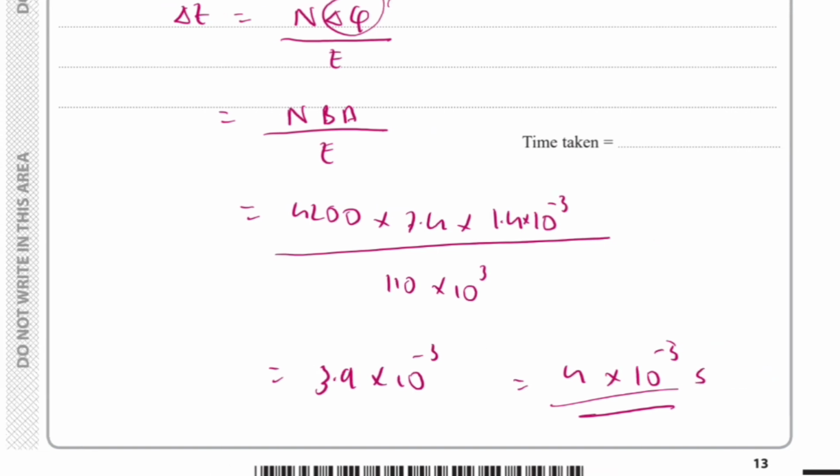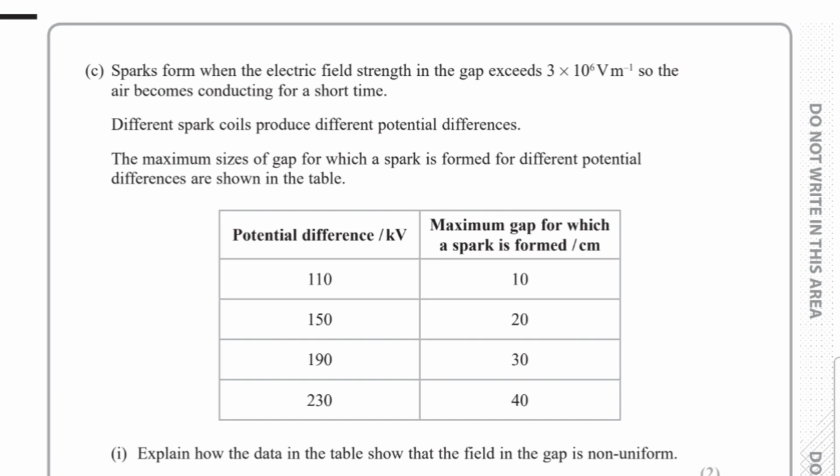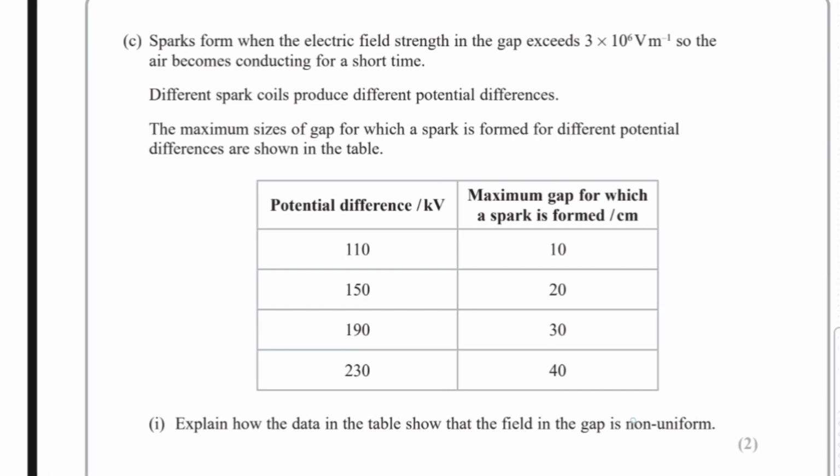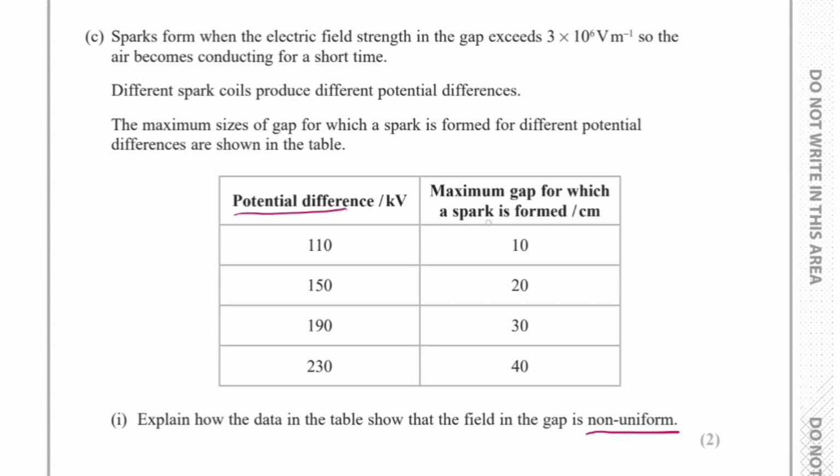Next, sparks form when the electric field strength in the gap exceeds 3 times 10 to the power 6 volt per meter, so the air becomes conducting for a short time. Different spark coils produce different potential difference. The maximum sizes of the gap for which a spark is formed for different potential difference are shown in the table. Explain how the data in the table show that the field in the gap is non-uniform. So this is potential difference, and this is maximum gap, which is distance.